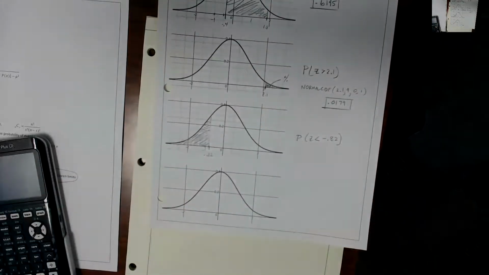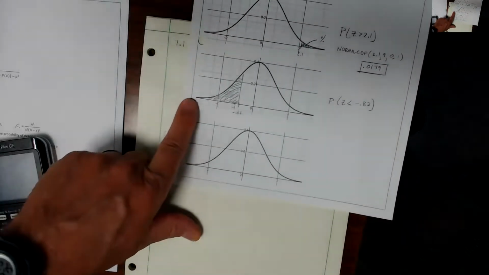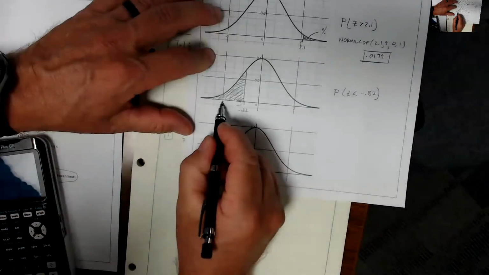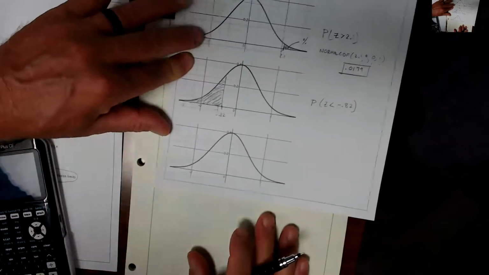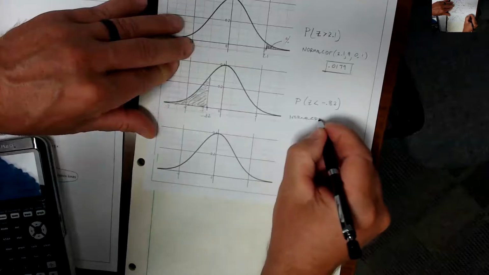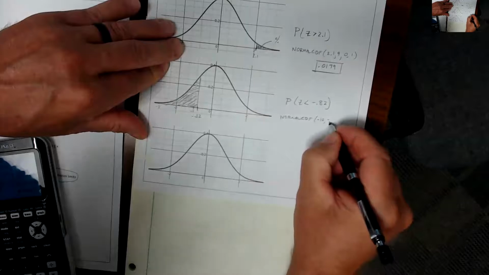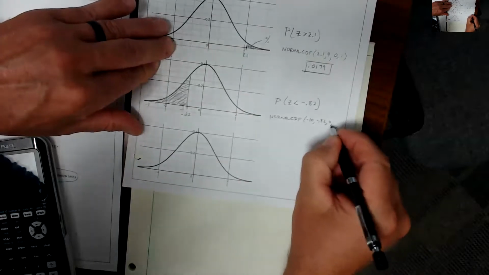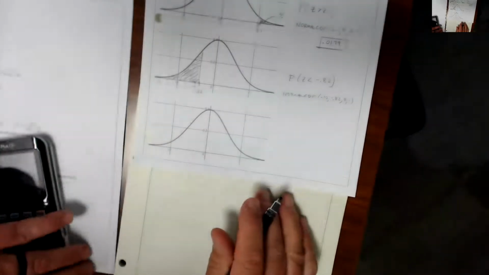So now that you have it shaded, is -0.82 the lower limit or the upper limit? It's actually the upper limit. What's my lower limit? What am I going to put over here for this number out here? This is -2, this is -3. I'd put in -5, -8, -19, whatever, some biggish negative number. So normal CDF: -10 is left, -0.82 is right, 0 and 1, because this is a standard normal distribution.